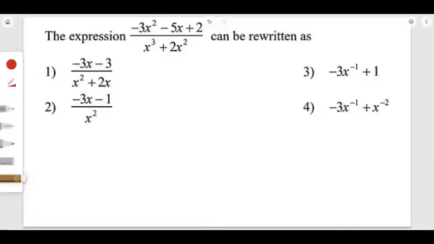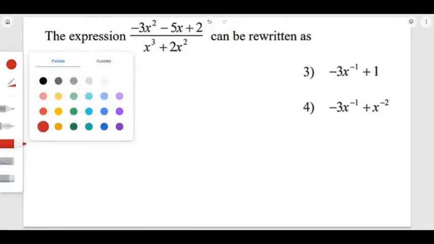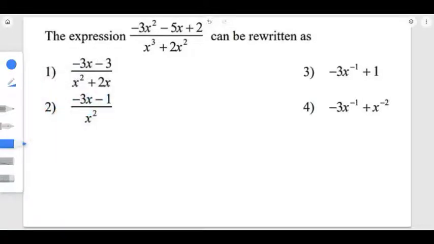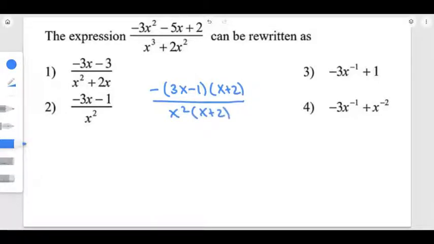The expression (negative 3x squared minus 5x plus 2) over (x cubed plus 2x squared) can be written as... In order to solve this question, we need to factor this expression first. When I factored it, it gave me (negative 3x minus 1)(x plus 2) over x squared (x plus 2).